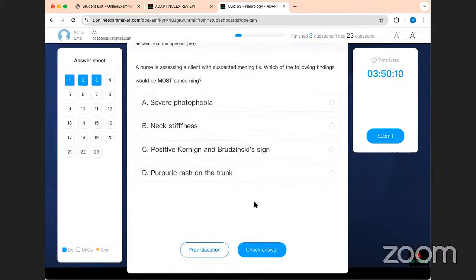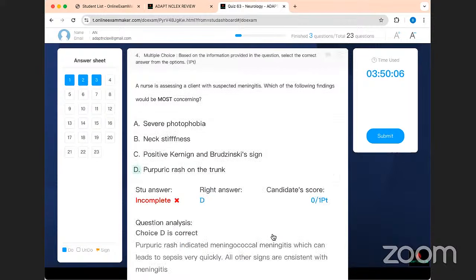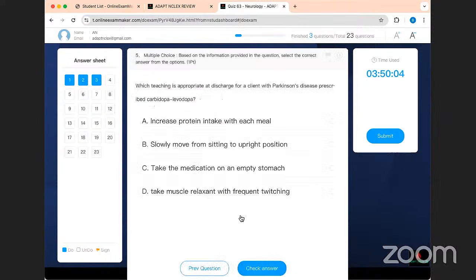And try to answer questions based on what they ask you. Okay, so your answer is D. Okay, I did not select any answer. So, which teaching is appropriate at discharge for a client with Parkinson's disease prescribed carbidopa-levodopa? A one-line question. It's a pharmacology question. Patient has Parkinson's, and they give them carbidopa-levodopa.